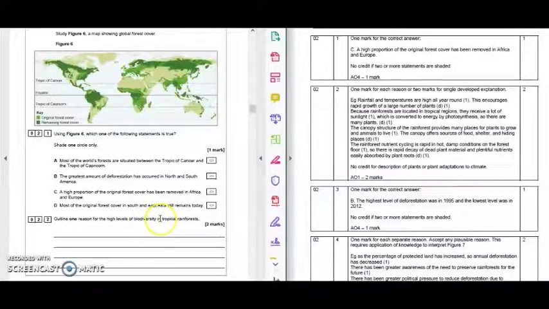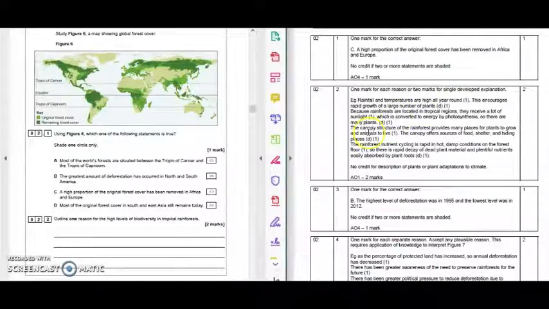Question 2.2, outline one reason for the high levels of biodiversity in tropical rainforests. The word biodiversity just means plants and animals, living things. So why are there lots of living things in the rainforest? The most common answer would be to link it to the weather. We know that in the rainforest, it rains a lot and it's really, really warm all year round. If we look at the mark scheme, just by saying that you get the first point, which means that it encourages lots of plants to grow really, really quickly. These are perfect conditions, and that'll be enough for your development point.